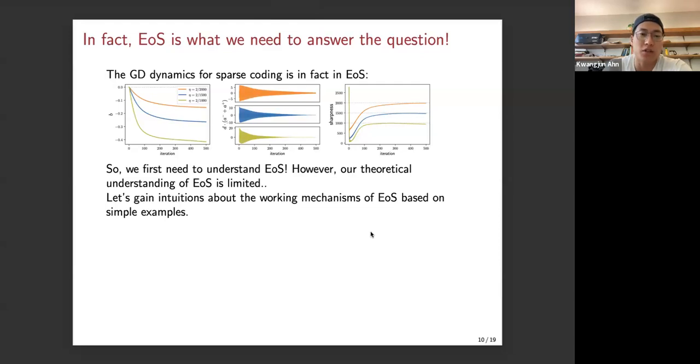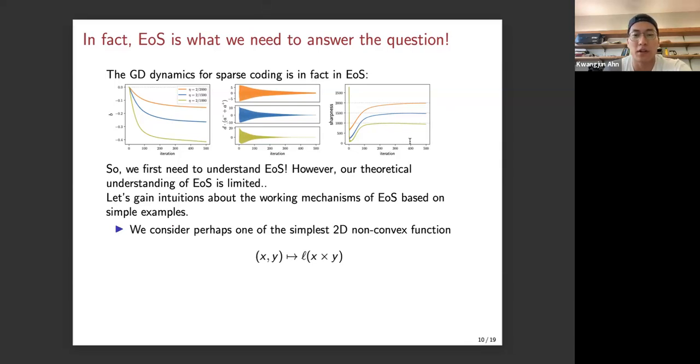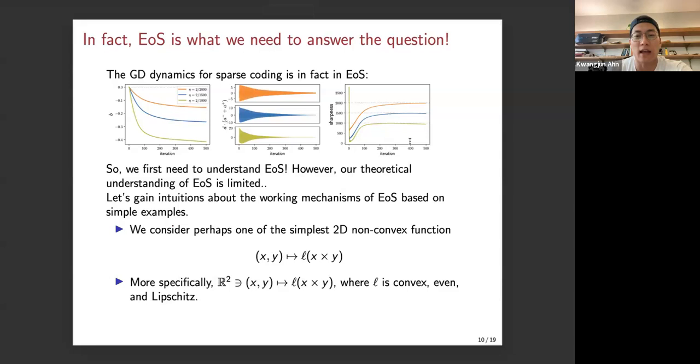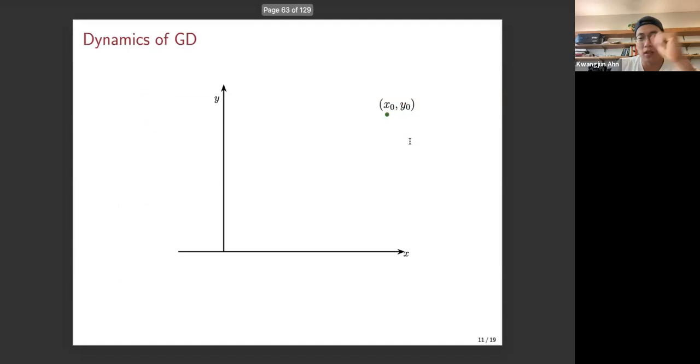So we first gained some intuitions about the working mechanism of edge of stability based on simple examples. In particular, we consider this very simple 2D non-convex function, (x, y) to L of x times y. More specifically, we consider L to be convex, even, and Lipschitz. And it's because of the parameterization x times y that this function is non-convex. So here's the dynamics of GD on this function. Recall that it is L of x times y, and L is minimized at 0. So this function in the xy plane is minimized at the x-axis and y-axis.